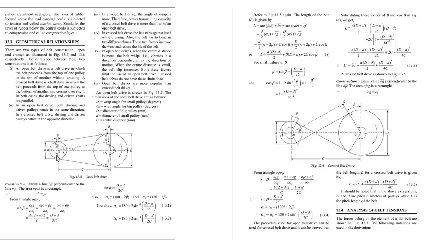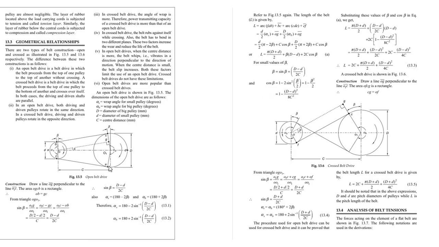Also, alpha S here is 180 minus beta minus beta, that is 180 minus 2 beta. Alpha B is equal to 180 plus 2 beta. Here we include the value of beta. Therefore, alpha S will be equal to 180 minus 2 sine inverse of (D minus d) by 2C. Also, alpha B will be equal to 180 plus 2 sine inverse of (D minus d) by 2C.